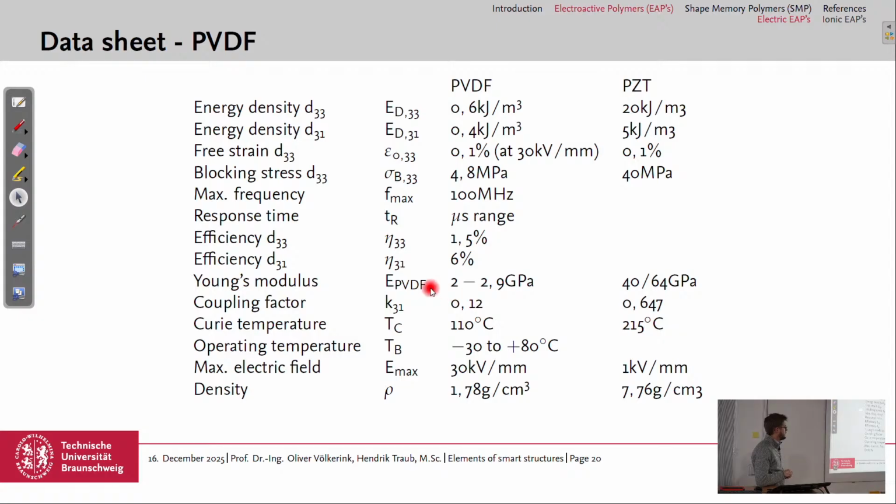Coupling factor we introduced in the last lecture is also quite low. It's 0.12 compared to the 0.47 or 0.74 of the piezoceramic. The Curie temperature, again we have a Curie temperature where we lose the beta phase, 110 degrees, and the operating temperature is then from -30 to 80 degrees to have a bit of a distance to the Curie temperature. And we need far higher electric fields, and density is therefore lower than in piezoceramic materials.